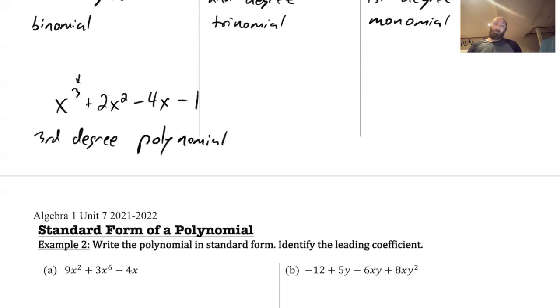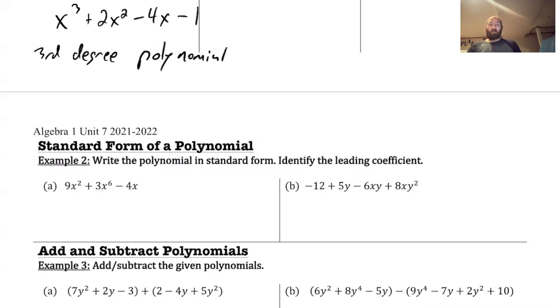All right, so standard form. Write the polynomial in standard form, identify the leading coefficient. So in standard form, we're going to put the largest degree in front. Okay, so that's what we mean by standard form. So after that, largest degree in front, and then it's in descending order.